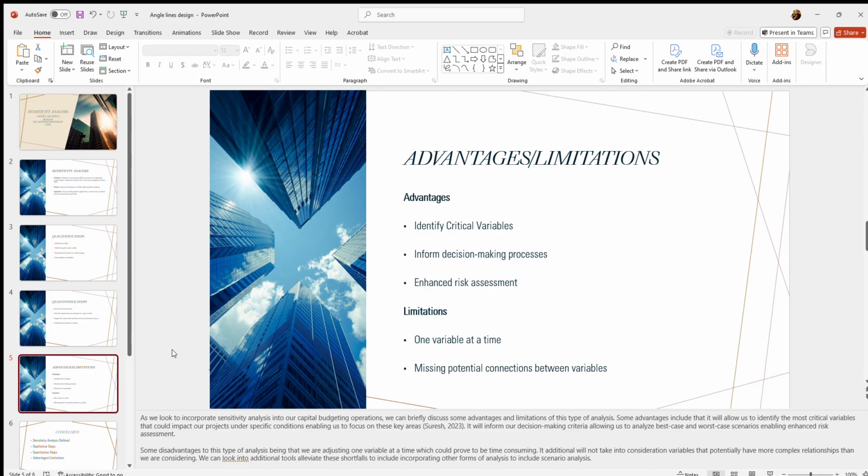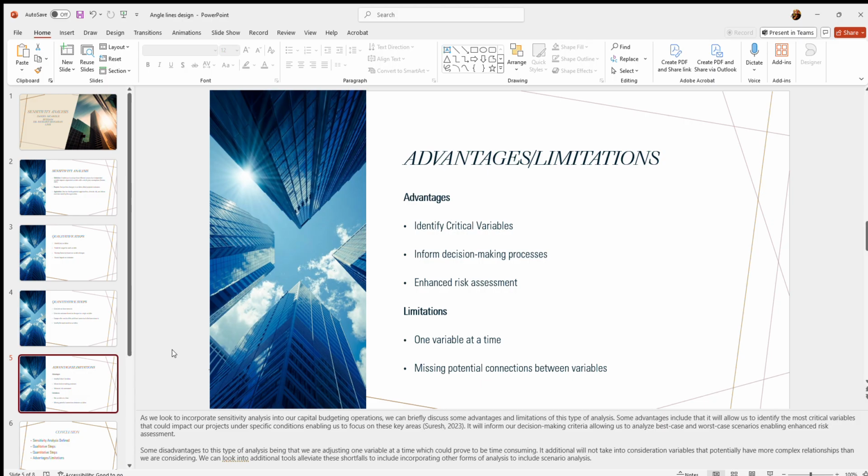Some advantages include that it will allow us to identify the most critical variables that could impact our projects under specific conditions, enabling us to focus on these key areas. Suresh, 2023. It'll inform our decision-making criteria, allowing us to analyze best case and worst case scenarios, enabling enhanced risk assessment.